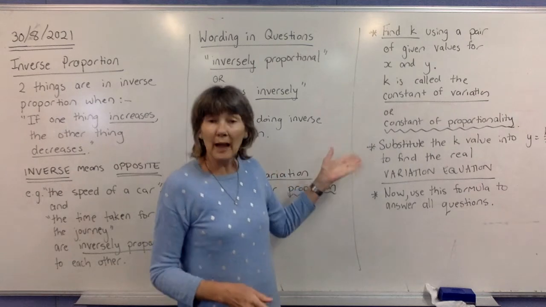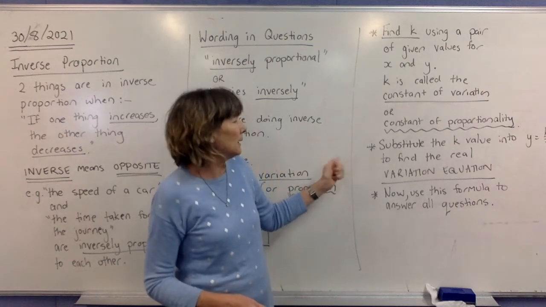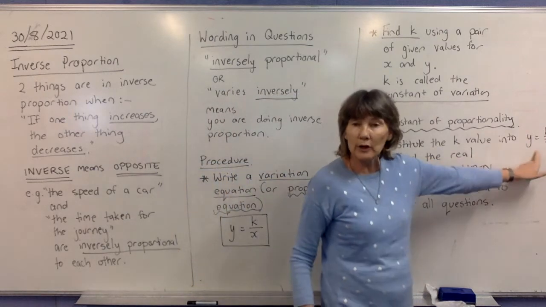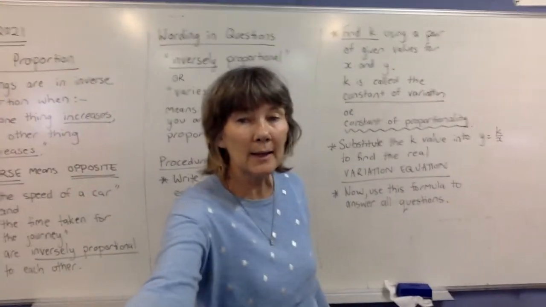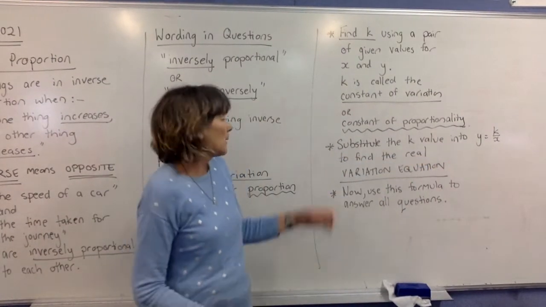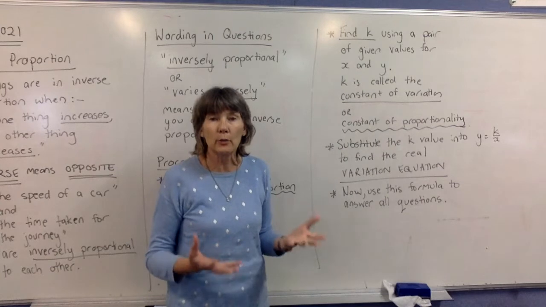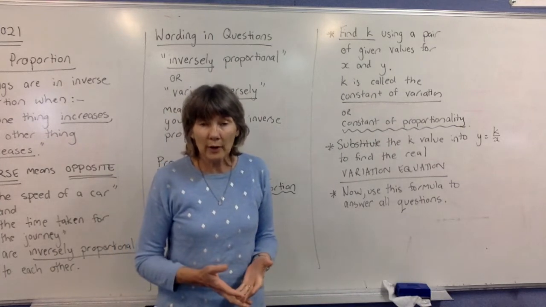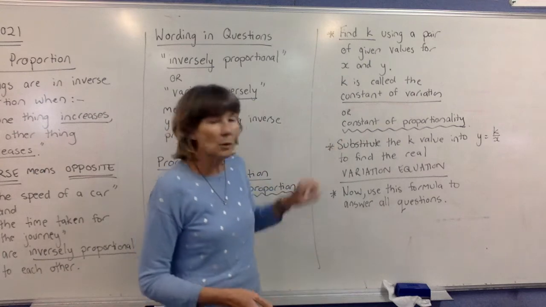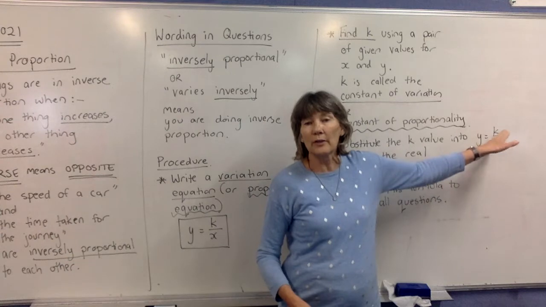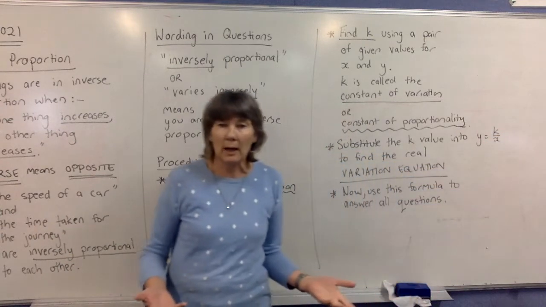Okay, once you've got the k value, the number for k, you're going to substitute that number into our equation y equals k over x. And when we do that, we're going to create our actual variation equation, the real variation equation. So if they say to you in a question, find the variation equation, that's what they're going to want. So your answer would be something like y equals 7 over x or something like that.